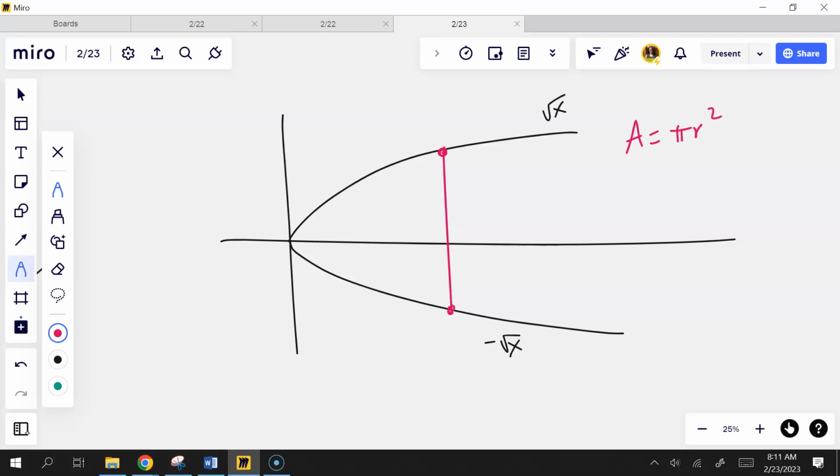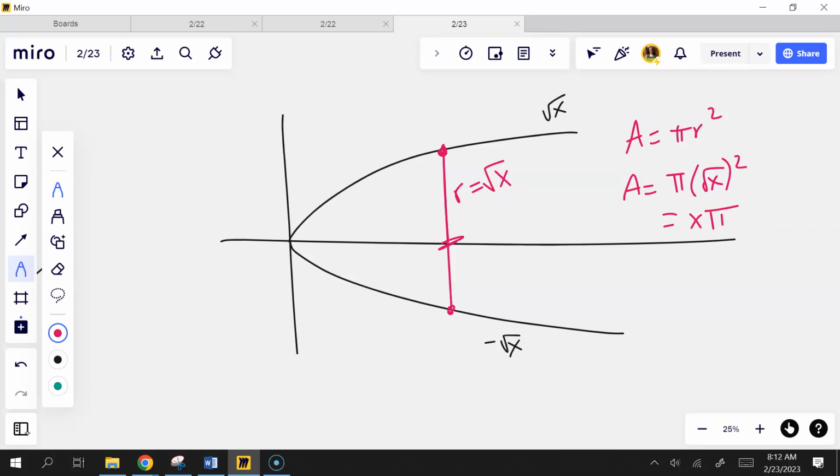Pi r squared. So the question is, what's the radius of this circle? Square root of x, because it's half the diameter. Half the diameter is from here to here, so this would be the radius, and that distance is square root of x because it's up to that graph, right? So the area of this would be pi times square root of x squared, or x pi, or pi x, either one. Does that make sense? That's all you had to do.